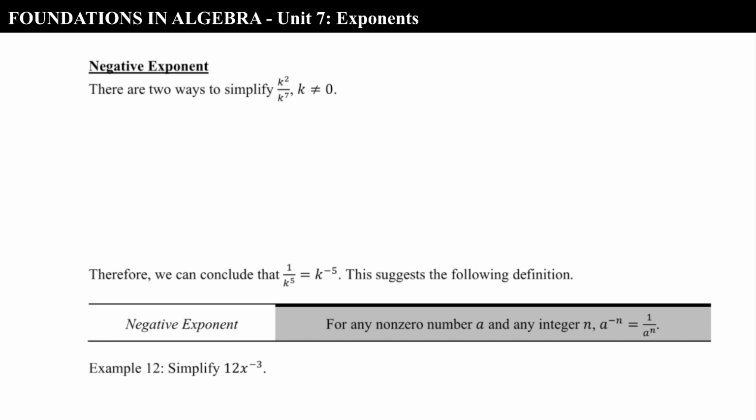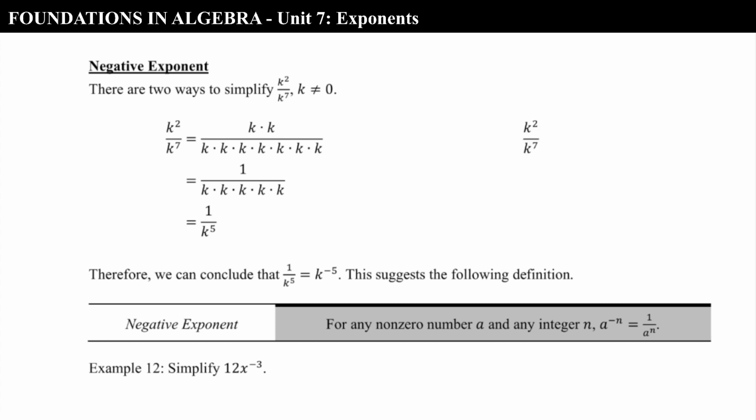Now let's talk about negative exponents. There are 2 ways to simplify k squared over k to the 7th, where k is not 0, because again, we cannot divide by 0. So here's the first way. K squared over k to the 7th is going to be k times k over k multiplied by itself 7 times. If we cancel out 2 k's on the top and 2 k's on the bottom, we're left with 1 over 5 k's multiplied by themselves, which is 1 over k to the 5th.